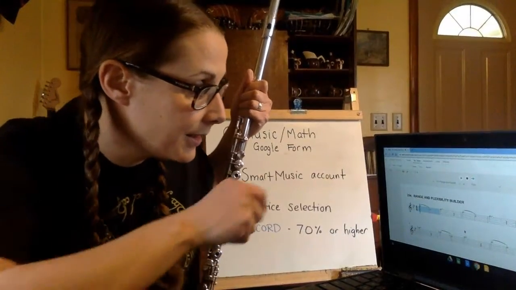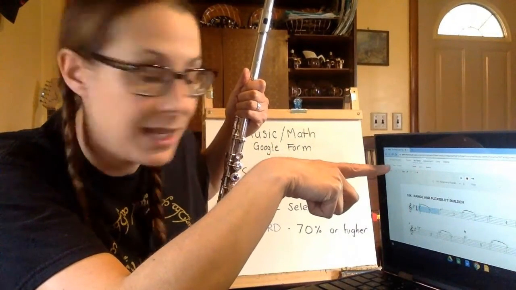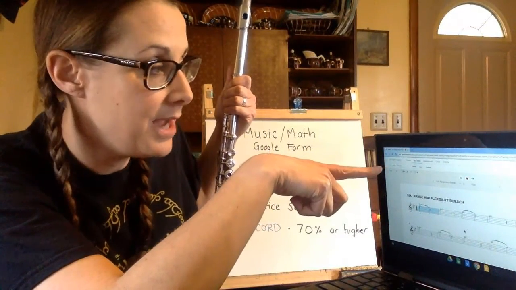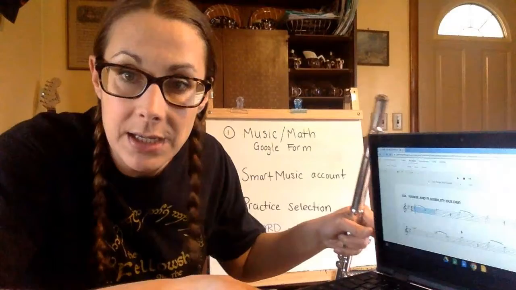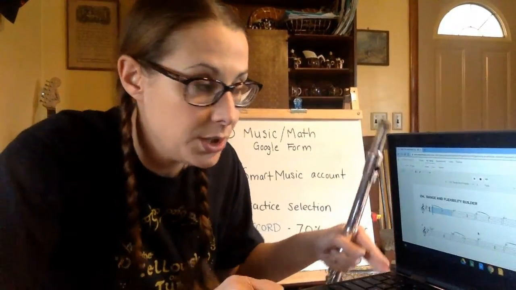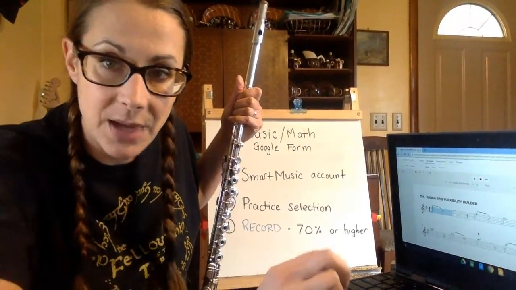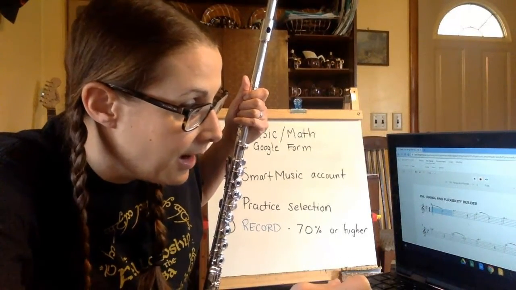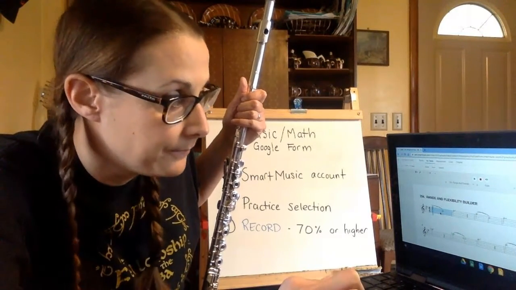Let's see. Okay, in the corner, it's telling me my percentage. I played at a 97% accuracy. So I would be happy with that. If you look at the screen, it is going to show you what you did correct or incorrect. This is kind of hard to see as I'm looking at my computer screen, but notes that are highlighted green means it recorded me correctly.